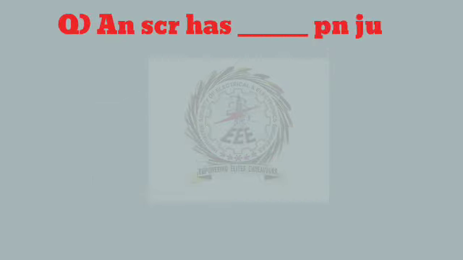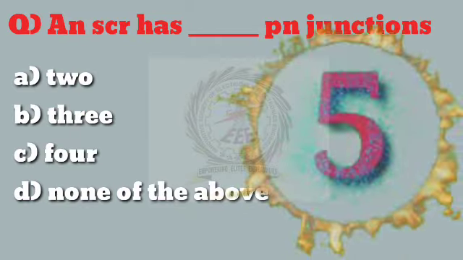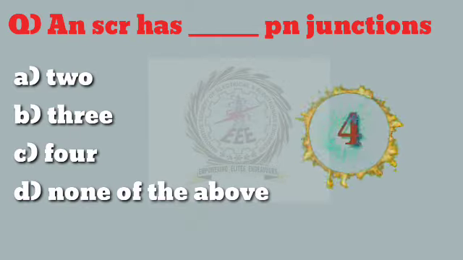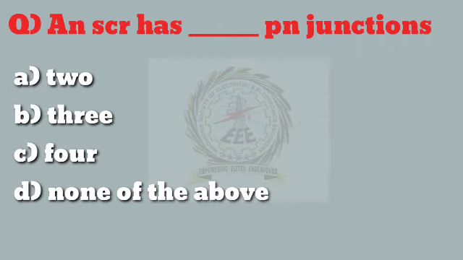Next one is, an SCR has dash PN junctions. A, 2; B, 3; C, 4; D, none of the above. This question is for your knowledge. Kindly answer me in the comment section.